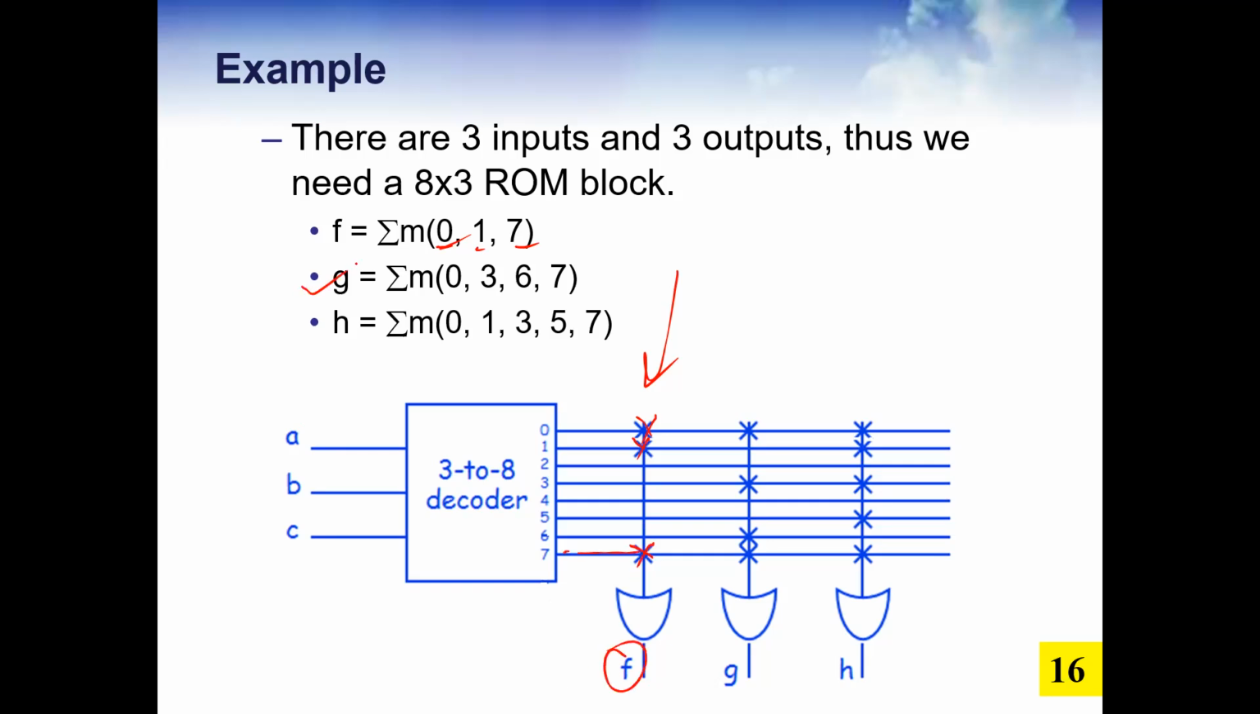Same for G. For 0, cross here. 3, this one. 6, this one. 7, this one. That's all. This is about G. Same for H. For H, 1, 3, 5, 7. Okay, so 0, 1, 3, 5, 7. That's all.